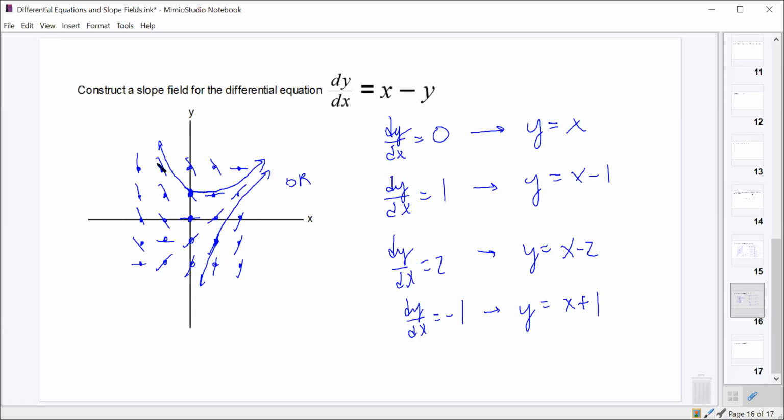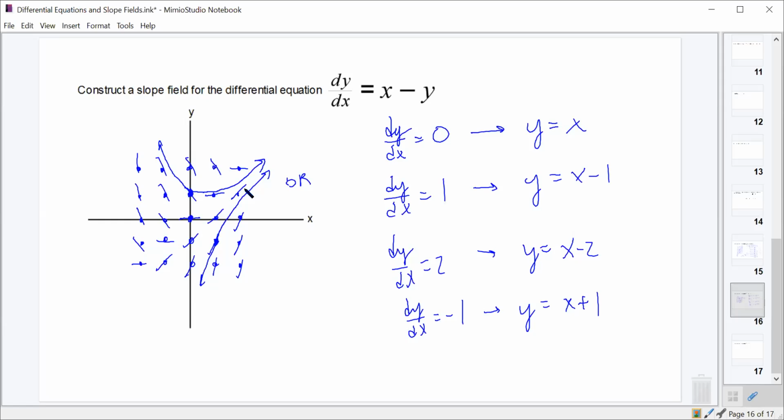So I might give you an initial condition, say, sketch the one that goes to the point 0, 1, you'd sketch this one. Sketch the one that goes to the point 1, -1, you'd draw something that looks like that. Does that make sense? Any questions on that? Or is that okay with everyone?